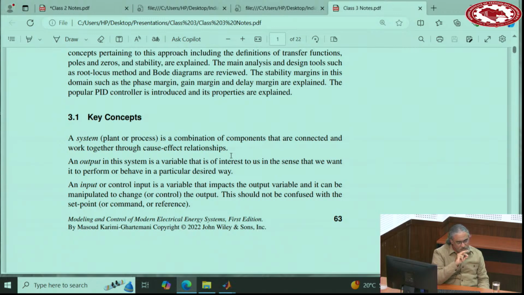Input. Input is the variable that you use to control. So in all the models that we derived for the controllers, it is M, the modulation index, right? So by changing M, we can control.